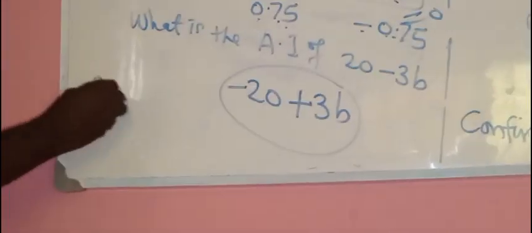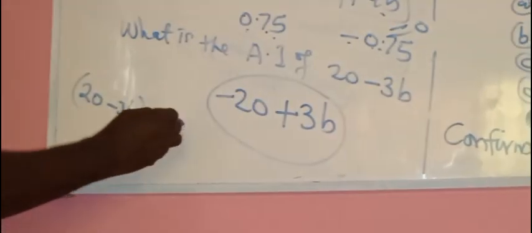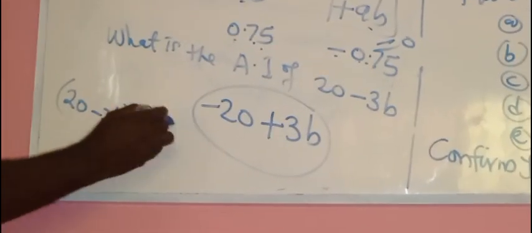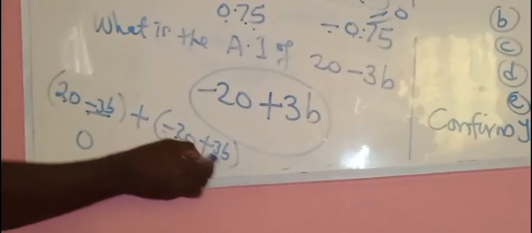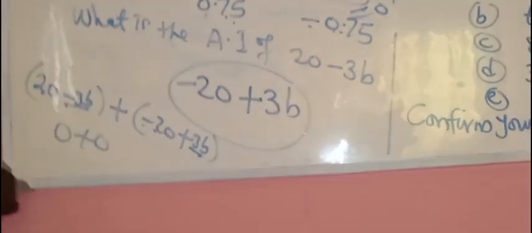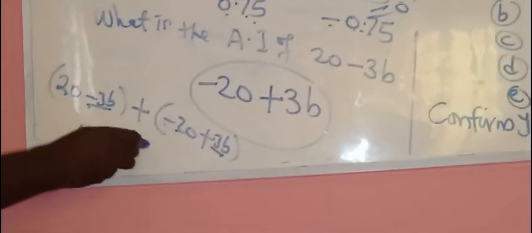Did you understand that? Because if you add this together, look at it. 20 minus 3b plus minus 20 plus 3b. Look at this. 20 minus 20, you know it cancels to 0. Minus 3b plus 3b is also what? 0. What is 0 plus 0? 0. So take note of that one.